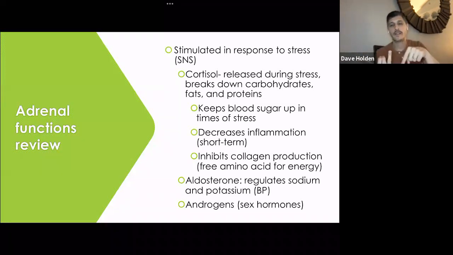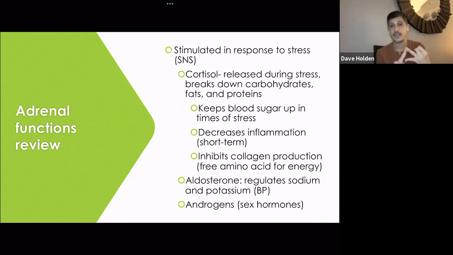So when the sympathetic nervous system fires, and we've detected stress, we begin the stress hormone response and cortisol is released. Cortisol will begin to help break down carbohydrates, proteins, and fats so that we keep our blood sugar up in times of stress. We want to have plenty of energy available in the blood in case I suddenly have to start running away from a bear.